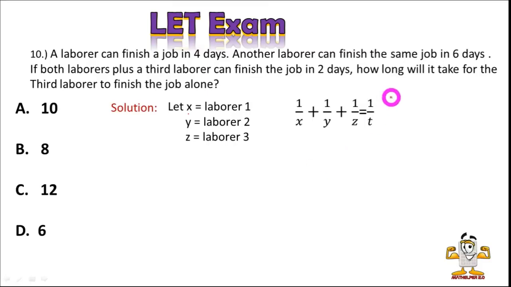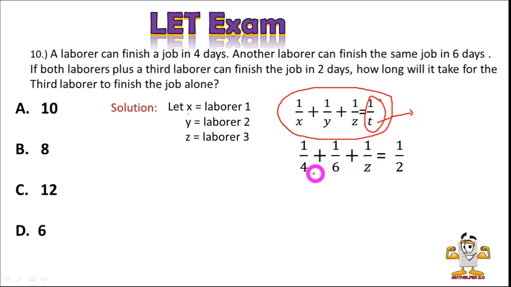So meron po tayong formula sa work problem. So ganito po yung formula for work problem. So lagi nyo lang tandaan. So yung 1 over x, yung sa laborer 1, plus 1 over y sa laborer 2, at saka plus 1 over z for laborer 3. So kung lahat sila magtutulungan, ito po yung matatapos nila. Yung oras po, yung time for them to finish the job.